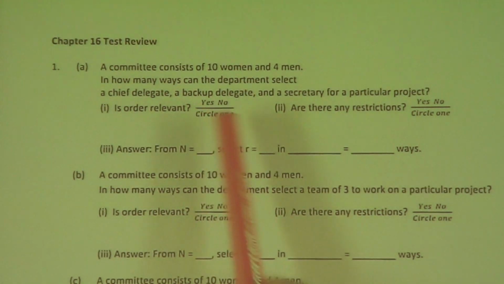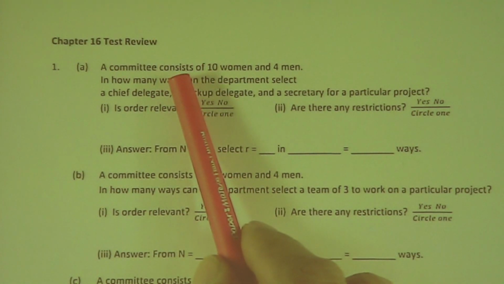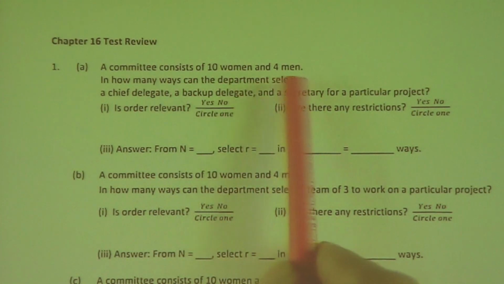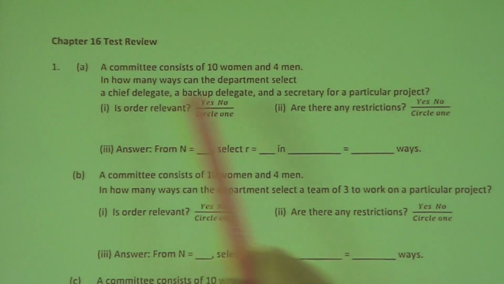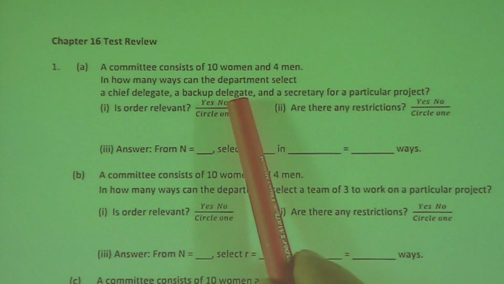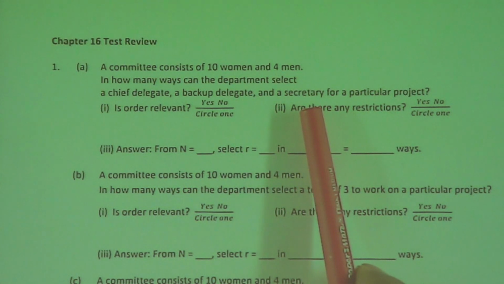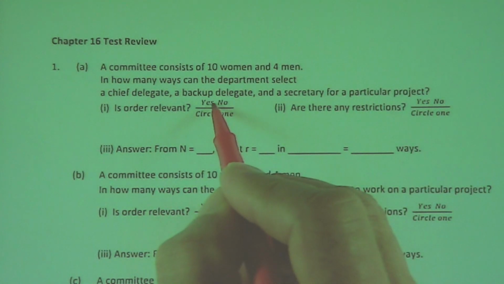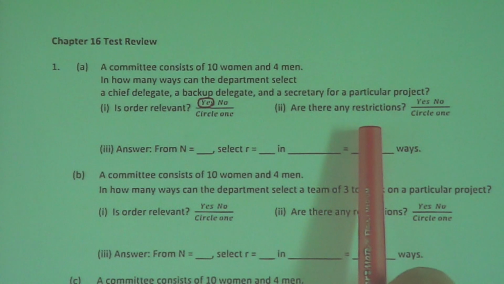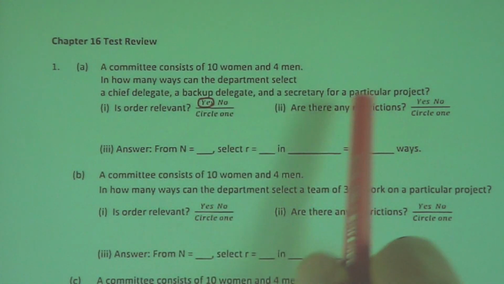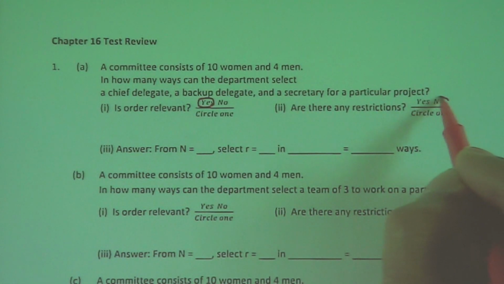So the first problem, we have a committee of 10 women, 4 men. They want to select a chief delegate, a backup delegate, and a secretary. So we can see that order is relevant. So yes. Are there any restrictions? No. Anyone can be on the committee. So no.